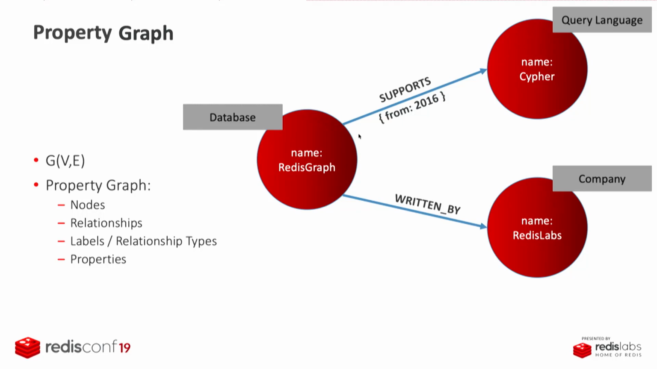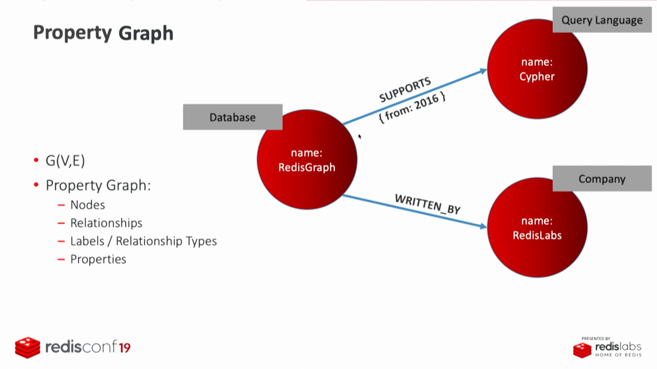So let's look at an example graph here. The node on the left has the label database. It has a property, the key name and the value RedisGraph. And then there's a relationship going to Cypher. So we support Cypher from 2016. The node representing Cypher has a label query language and has a property name with the value Cypher. So the property on top of the relationship is effectively used in this case to version your graph. It could be used in a different way.